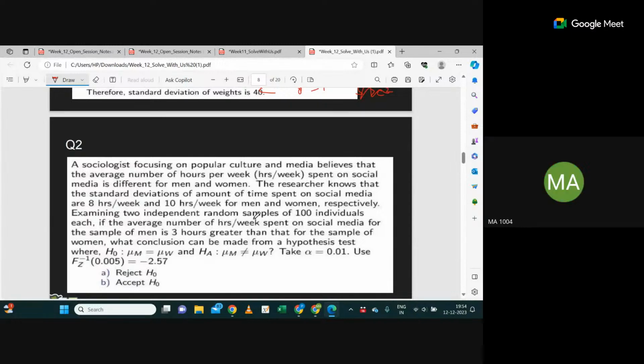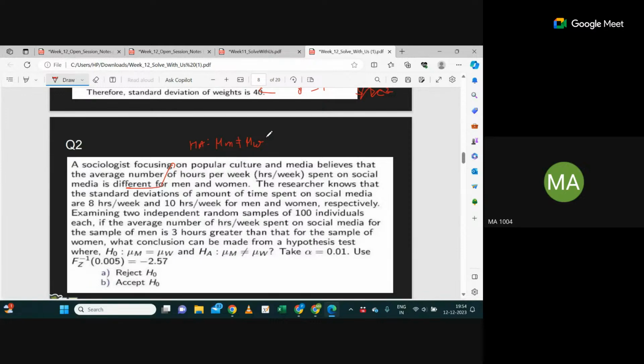Yes, sir. Okay, so let's do this question. Hopefully it will give you some rough idea. A sociologist focusing on popular culture and media believes that the average number of hours per week spent on social media is different for men and women. We are talking about the average for men and the average for women. Saying different means my HA is not equal to, right? It doesn't mention whether it's greater or less. It's simply saying different, right?